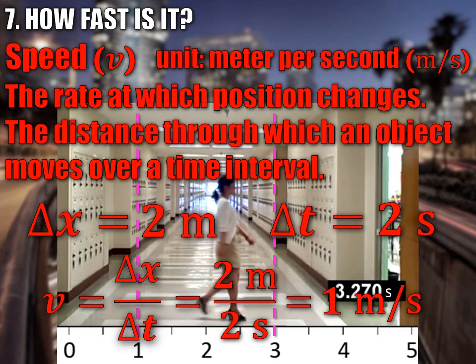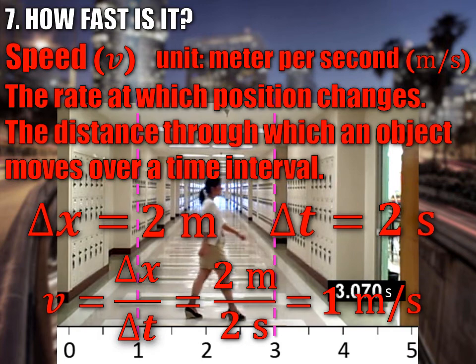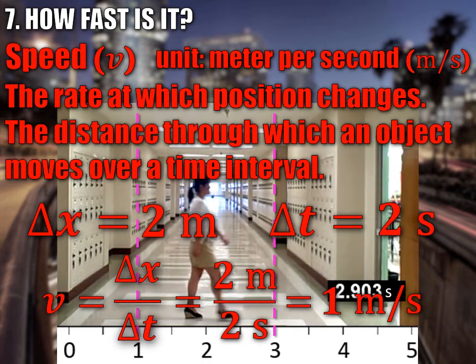Now this is her average speed. It's the average speed from this interval from 2 seconds to 4 seconds. She might have been slowing down or speeding up a little bit within that interval, but this calculation is just finding the average over that interval.